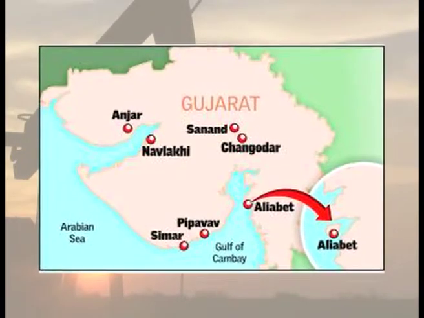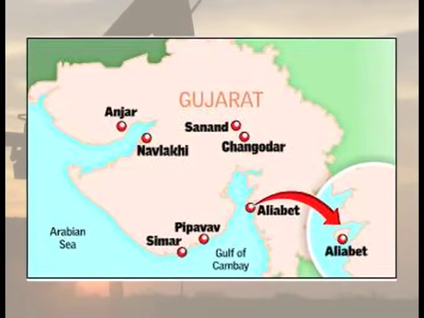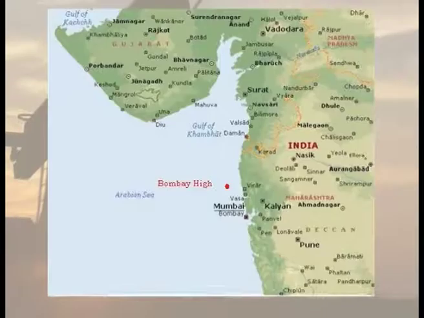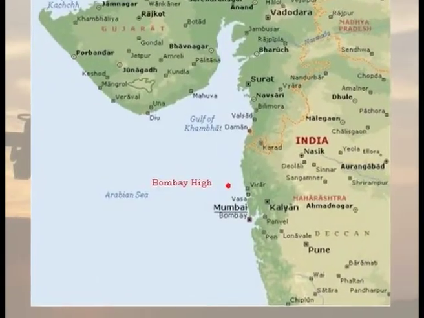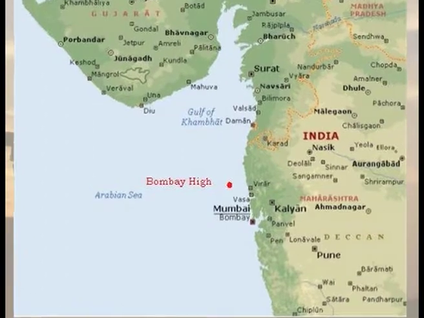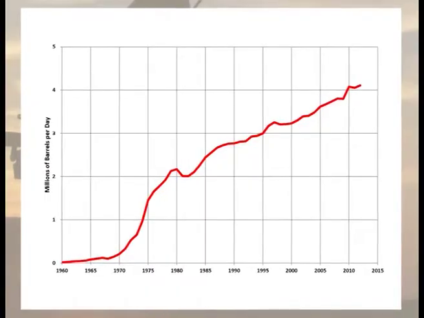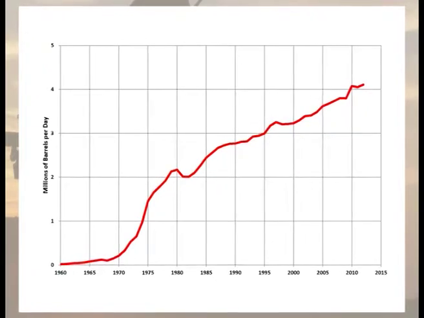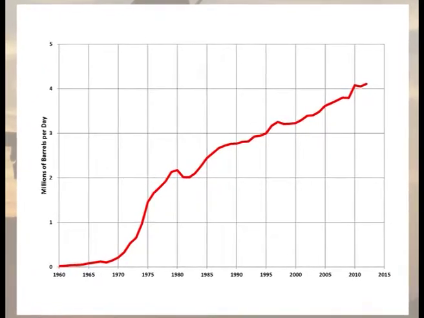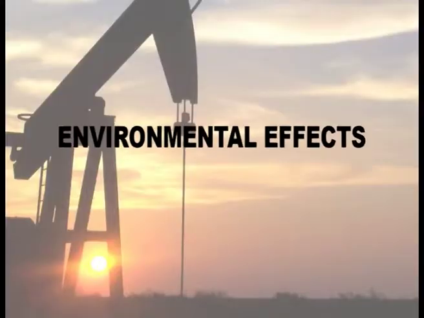First offshore drilling was started in 1970 at Aliabet in Gujarat. Later, the Bombay High was discovered in 1975 and production from this area started in 1976. As a result of these efforts, production of petroleum in the country increased rapidly.